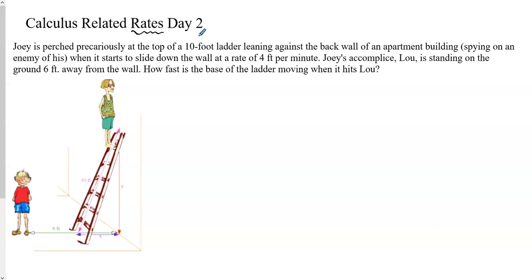Apparently this Joey fella is perched precariously on top of a 10-foot ladder, leaning against the back wall of an apartment building. Obviously he's spying, when he starts to slide down the wall at a rate of 4 feet per minute. So I ran into my first rate there, and I'm just going to keep track of that. And Joey's accomplice Lou is standing on the ground 6 feet away. So here's Lou, I guess. The question asks how fast, so they're asking a rate: how fast is the base of the ladder moving when it hits Lou?